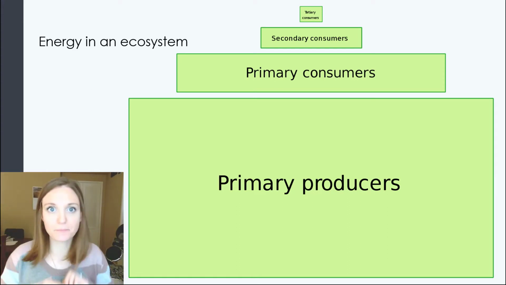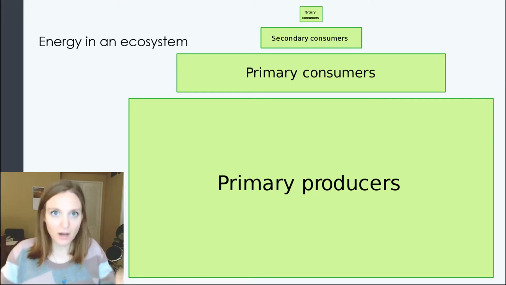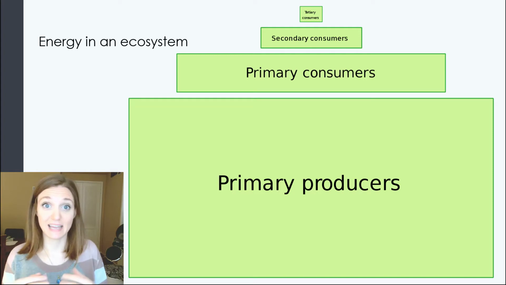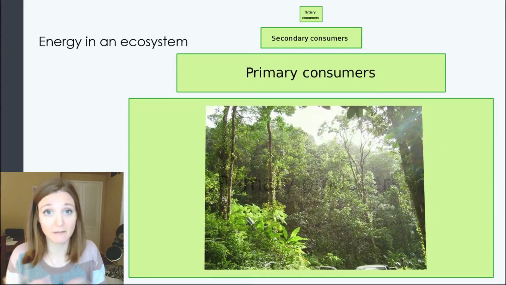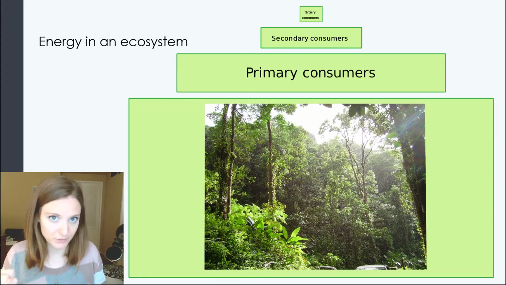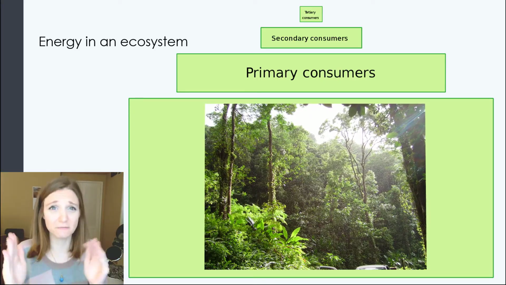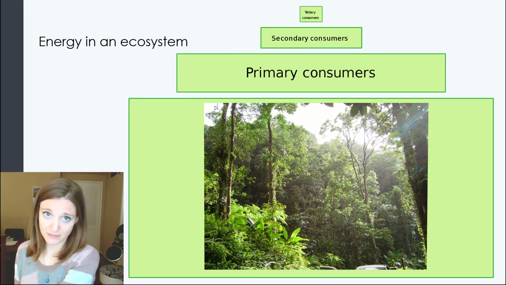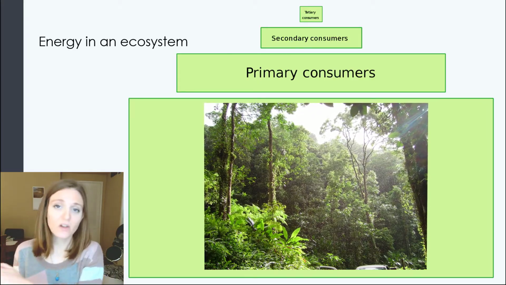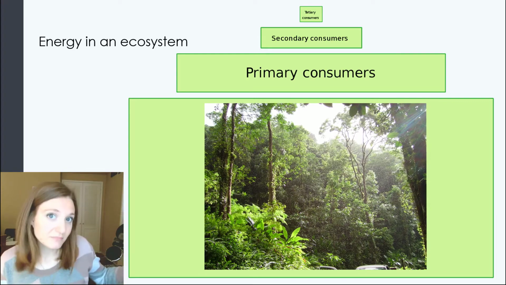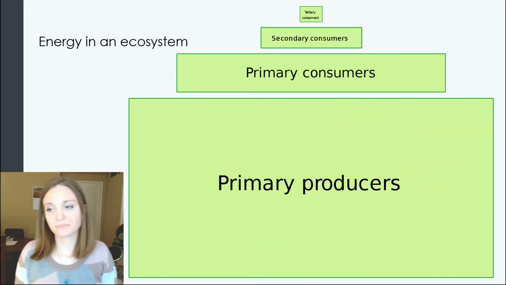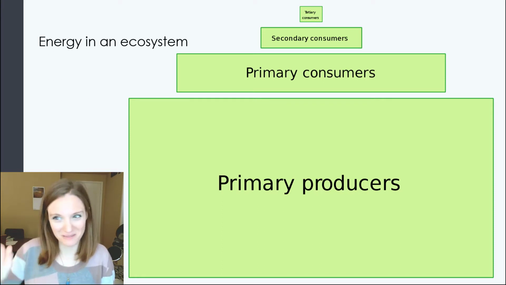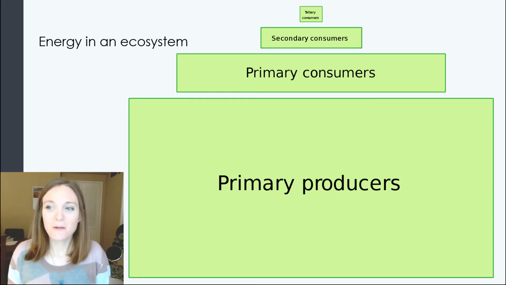So what we're looking at here is a graphical representation of the amount of energy contained within different levels of an ecosystem. Starting at the bottom, our primary producers are things like plants. Basically anything that can photosynthesize is considered a primary producer, meaning it is the first stop of energy. It's the first organism that produces energy within that ecosystem. So primary producers are usually photosynthesizers, right? Look how big that block is for the primary producers compared to the other ones.